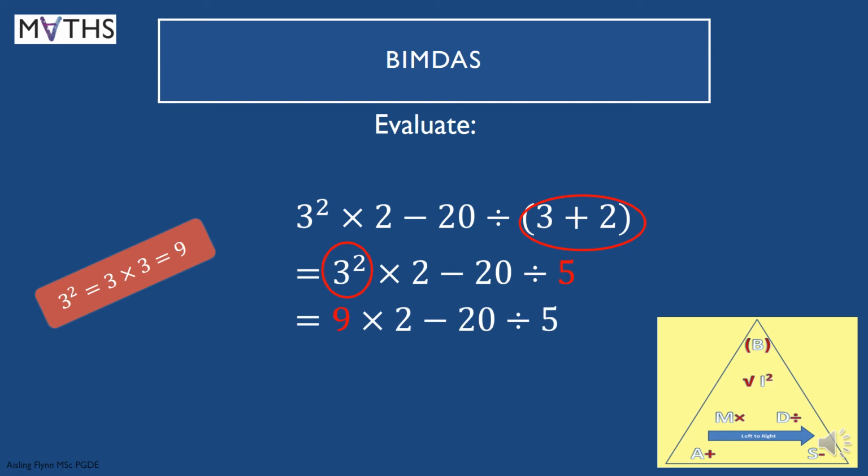Now look again. We've got multiply, subtract, and divide. So we're on the multiply, divide level. Okay, and we'll work from left to right. We'll multiply next. So 9 times 2 is 18. So 18 minus 20 divided by 5. Division comes next. So we'll get 18 minus 4, because 20 divided by 5 is 4.